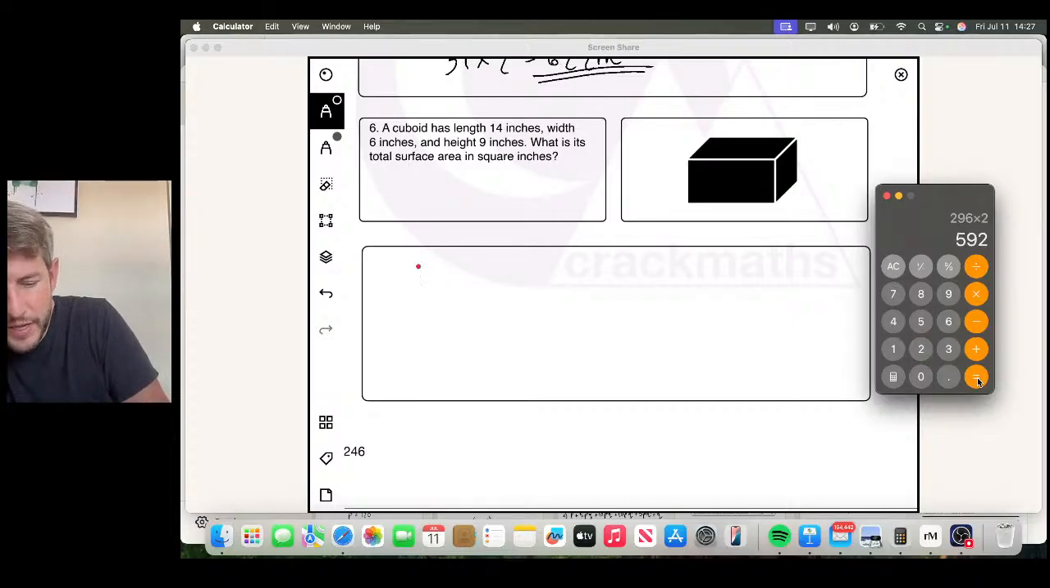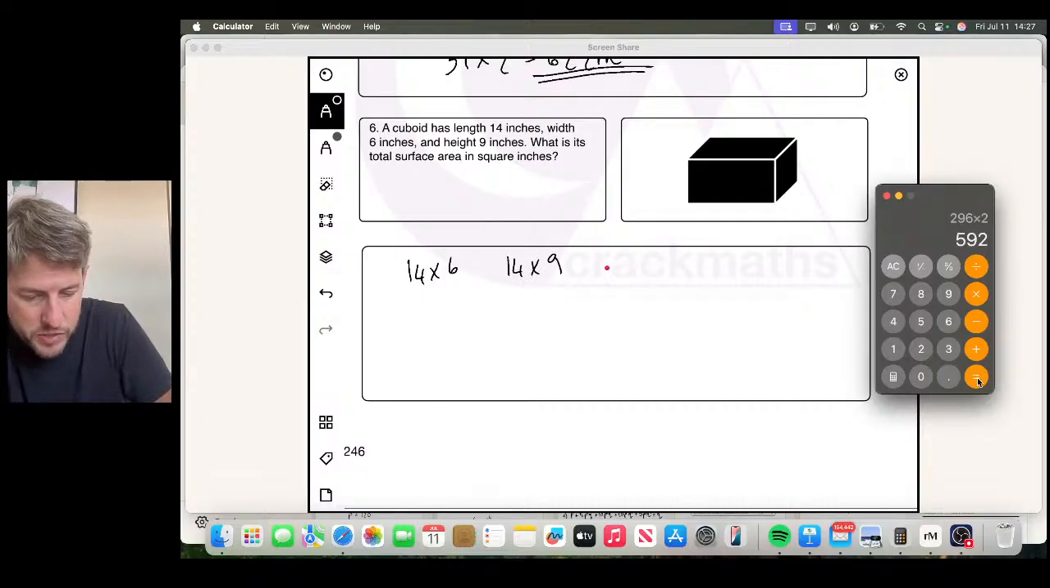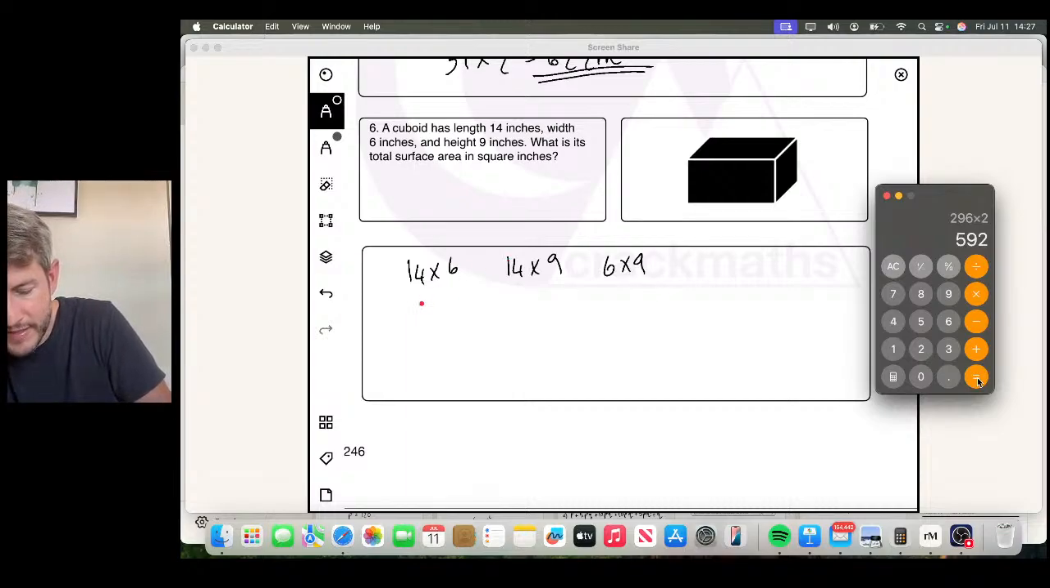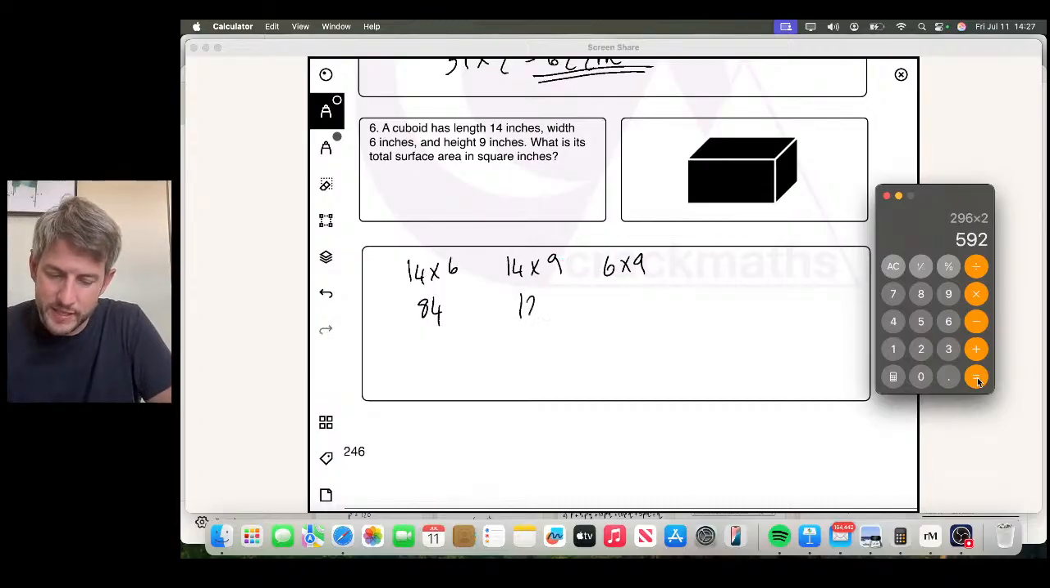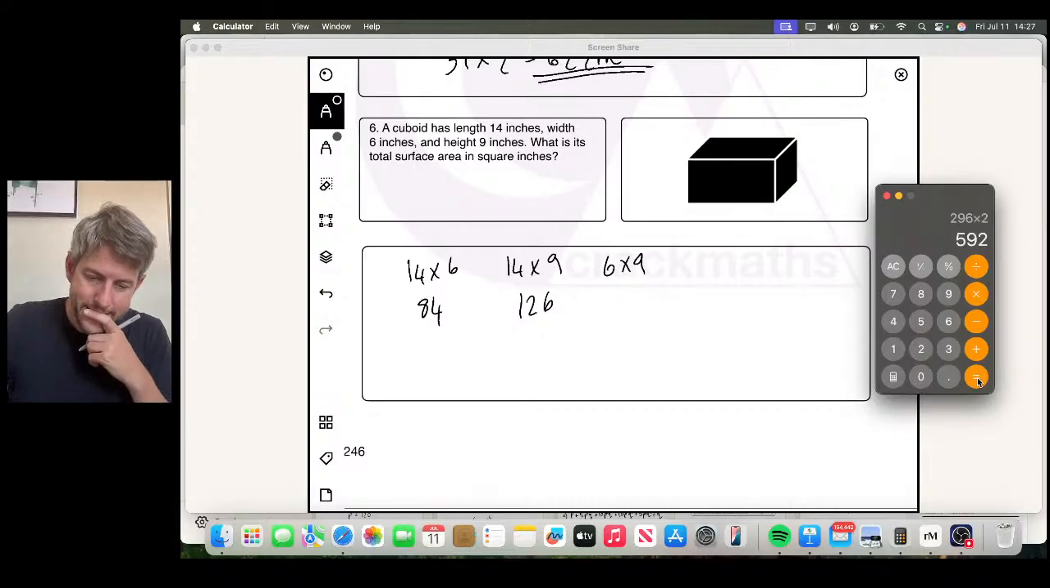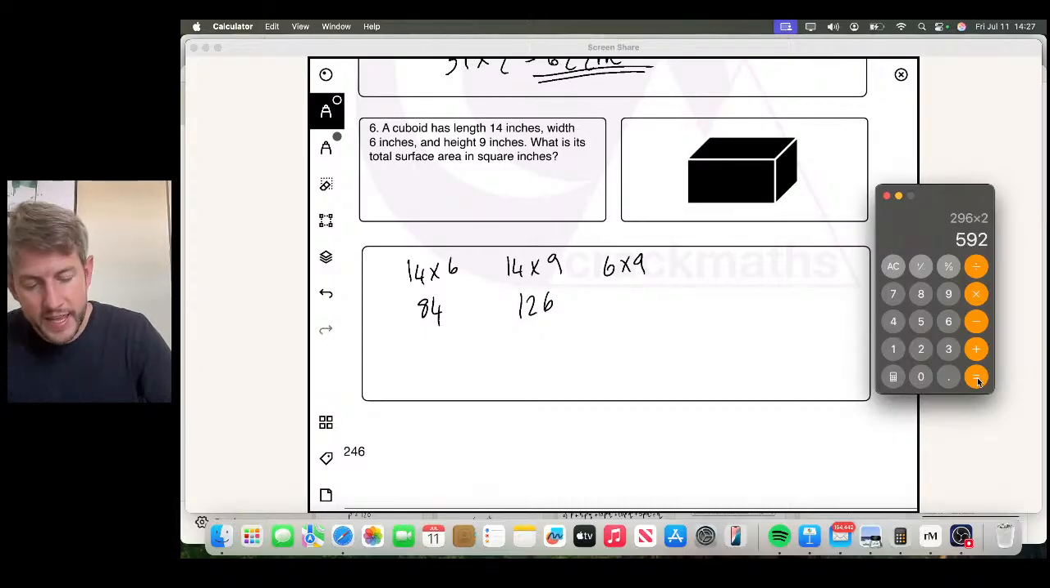So that is going to be 14 times 6, and then 14 times 9, and then the third side, which will be the 6 times 9. So 14 times 6 is 84. 14 times 9 is 126. 6 times 9 is 72. No, it's not. It's 54. That was the easy one.